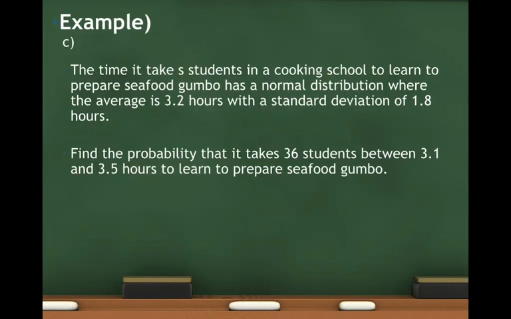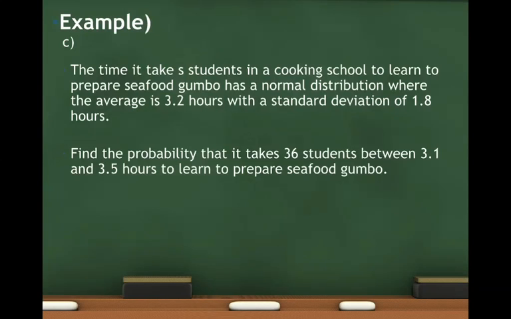And so we can do exactly the same thing that we learned from z-scores. And so let's say the time it takes students in a cooking school to learn to prepare seafood gumbo has a normal distribution with the average time of 3.2 hours and has a standard deviation of 1.8. We want to find the probability that it takes 36 students between 3.1 and 3.5 hours to learn to prepare seafood gumbo. And so let's not worry about finding the z-score.